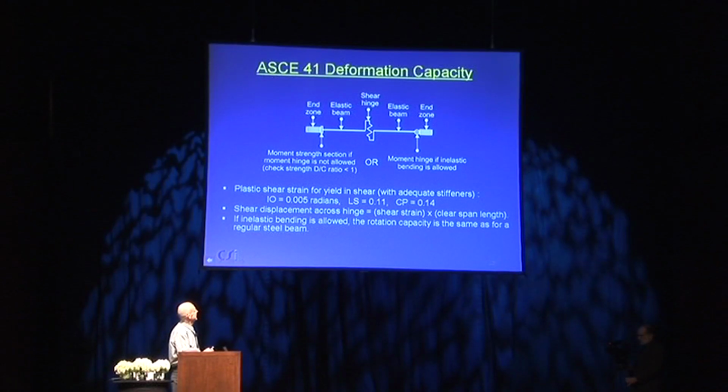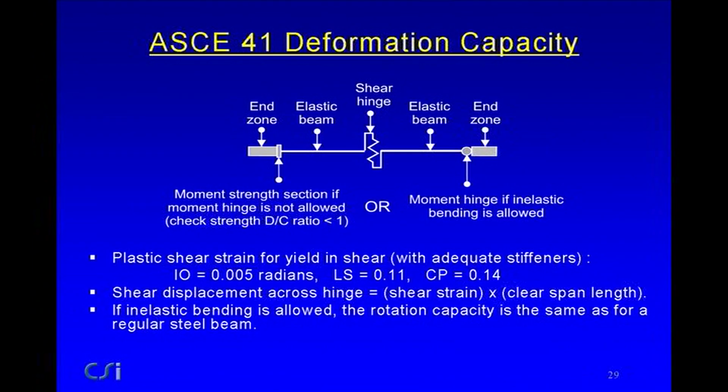So this is the way in which you might model this: end zone, elastic beam, shear hinge, elastic beam, possibly a moment hinge, end zone, and then you might separately put a moment strength section at this location.